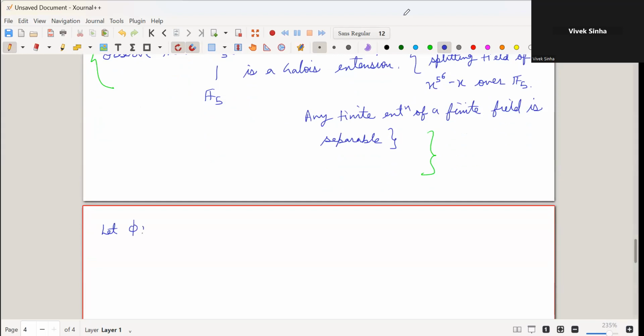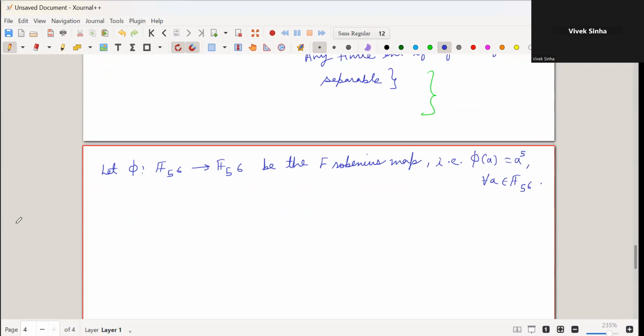Okay, so the solution is: let phi be the map from F56 to F56, the Frobenius map. I hope you remember the definition of the Frobenius map. This is a map sending a to a raised to 5, in general sending a to a raised to p, for all a belonging to F56.